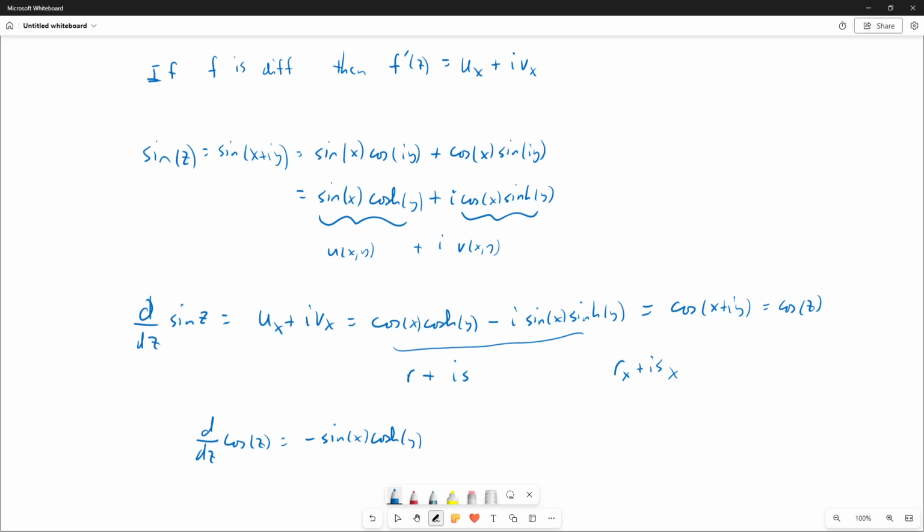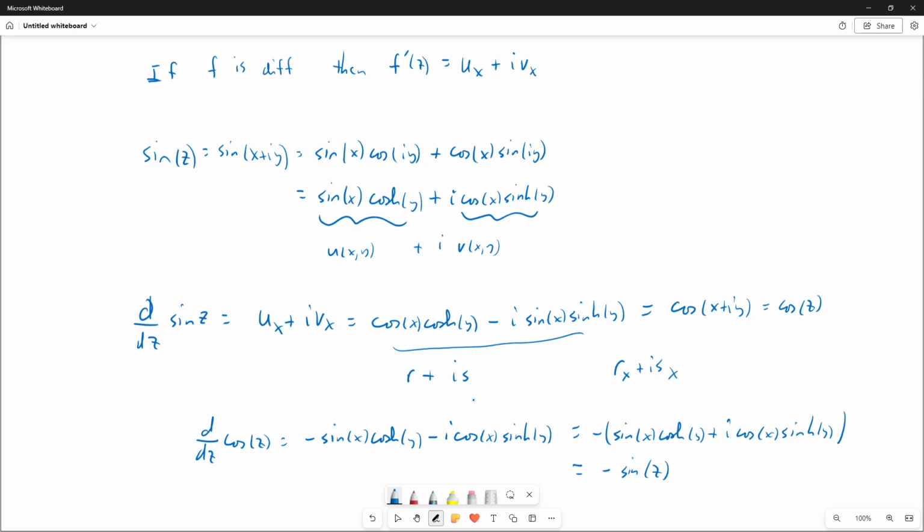And then the derivative of this imaginary part with respect to x is going to be minus i cosine x hyperbolic sine y. And if we factor out the minus, we get sine x cosh y plus i times cosine x sinh y, and this should be negative sine of z. Sine of z, here it is. They match.